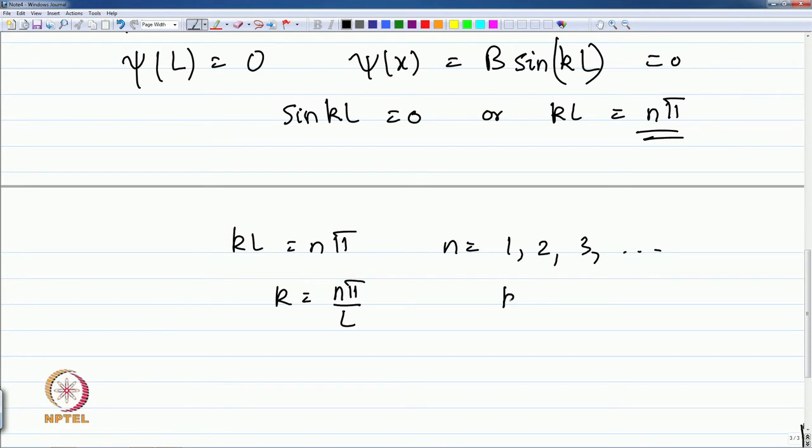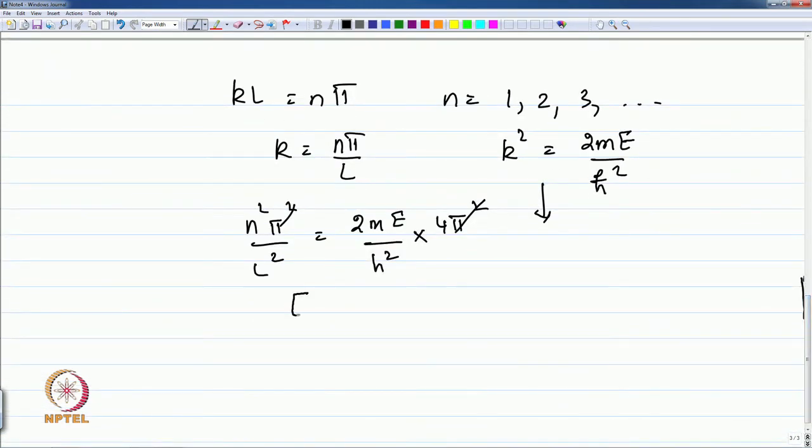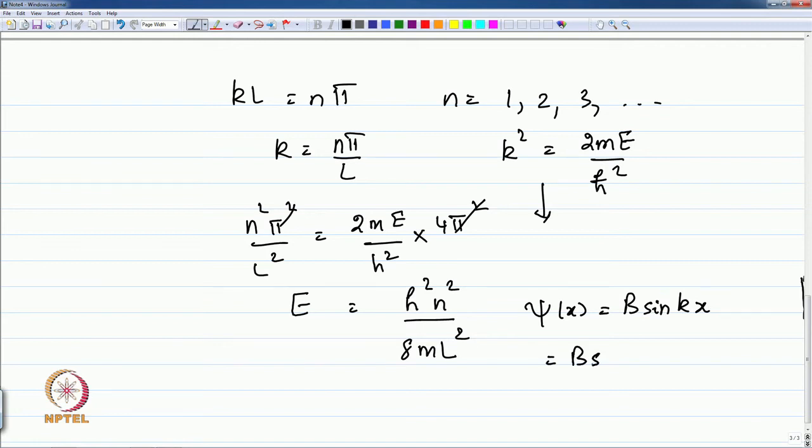Look at this, k square if you recall is 2mE by h bar square. Therefore, this gives you immediately that n square pi square by L square is equal to 2mE by h square times the 4 pi square that we have. Cancel things off and you immediately get the solution, namely E is equal to h square n square by 8m L square. And what is the solution for the wave function? Psi of x is b sin kx, which is b sin n pi x by L, because k is n pi by L.